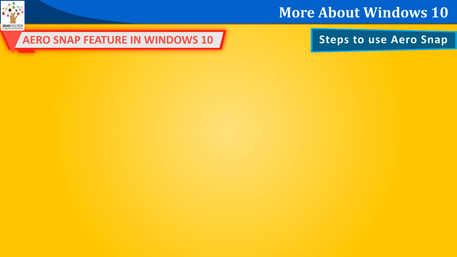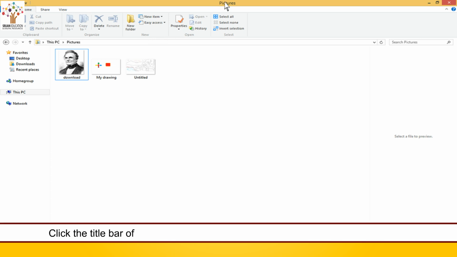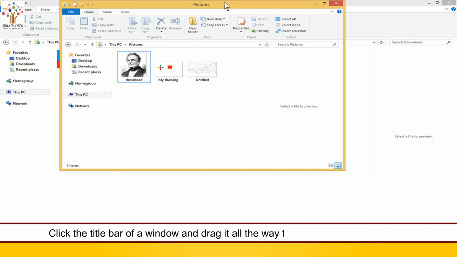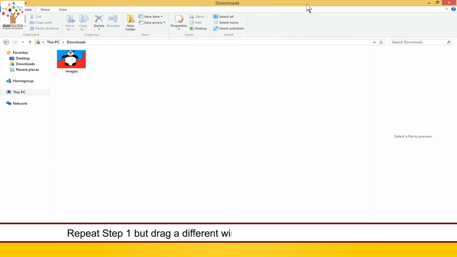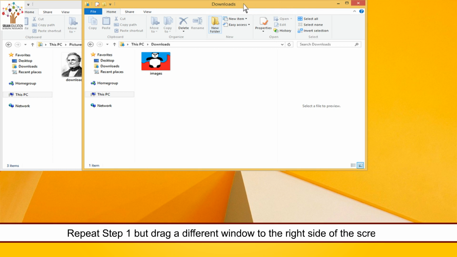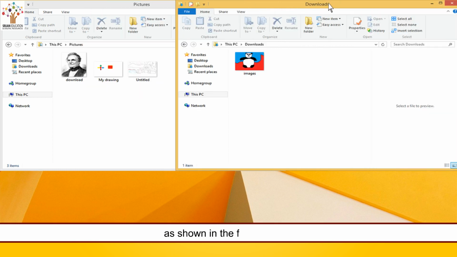Steps to use Arrow Snap. Click the title bar of a window and drag it all the way to the left side of the screen. Repeat step 1, but drag a different window to the right side of the screen, as shown in the figure below.